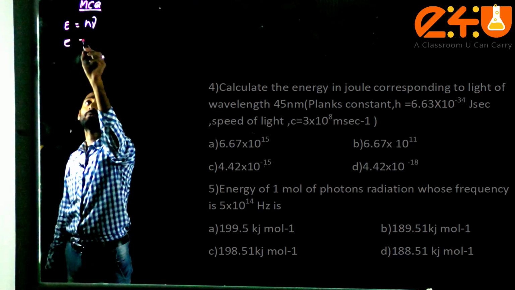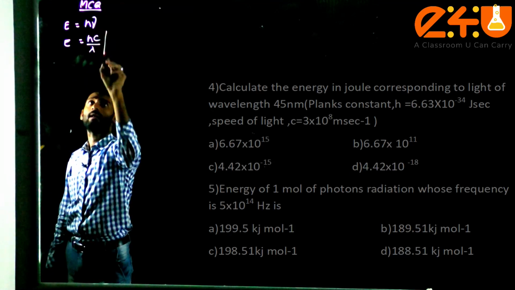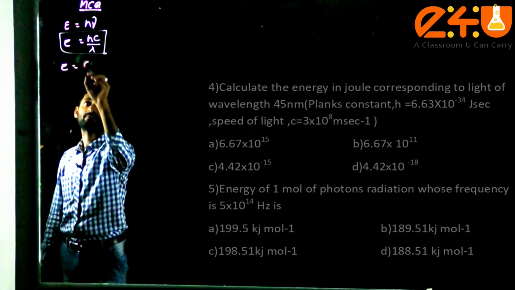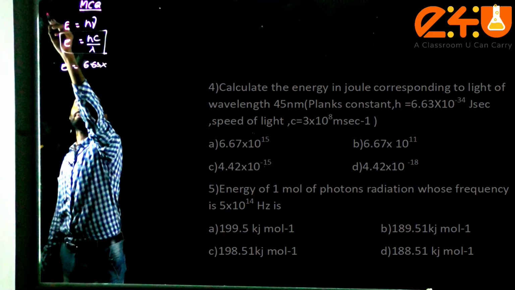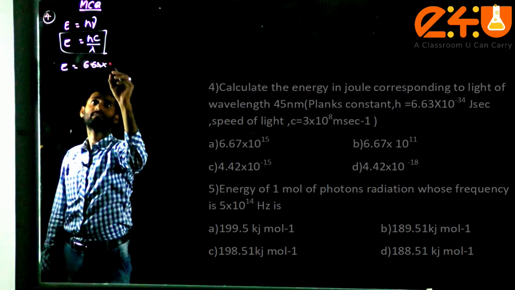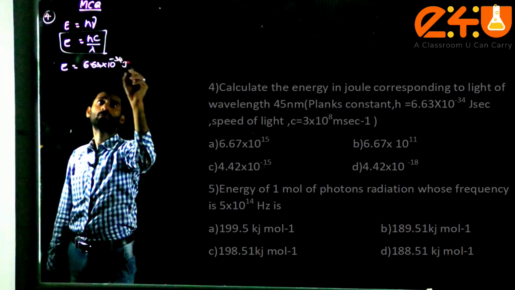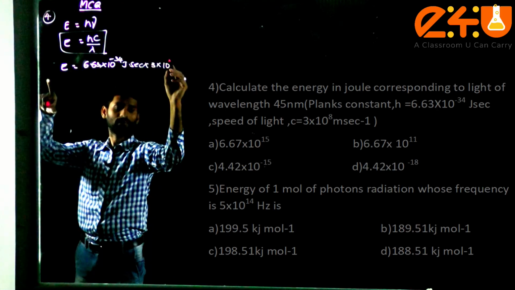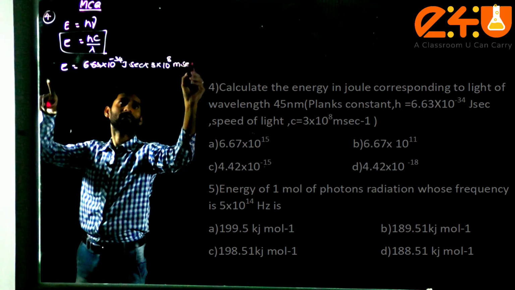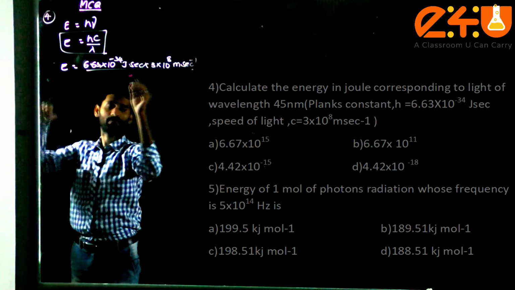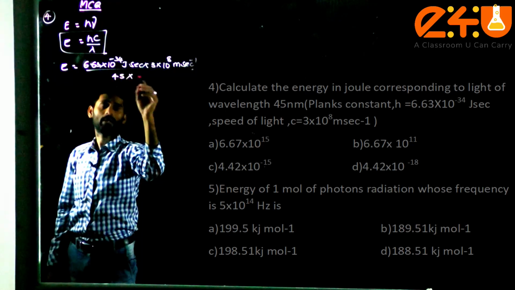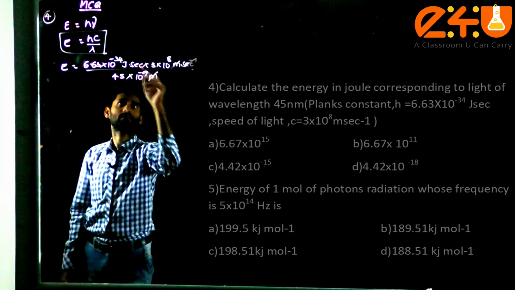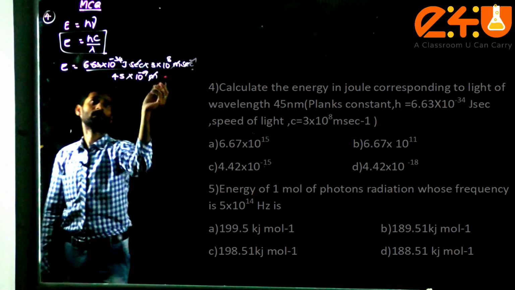We already know E is equal to hc divided by lambda. So E is equal to, h value is given, 6.63 into 10 power minus 34 joule second, into the velocity of light 3 into 10 power 8 meter per second, divided by the lambda value, 45 nanometers. 1 nanometer is equal to 10 power minus 9 meters. Meter cancels here.